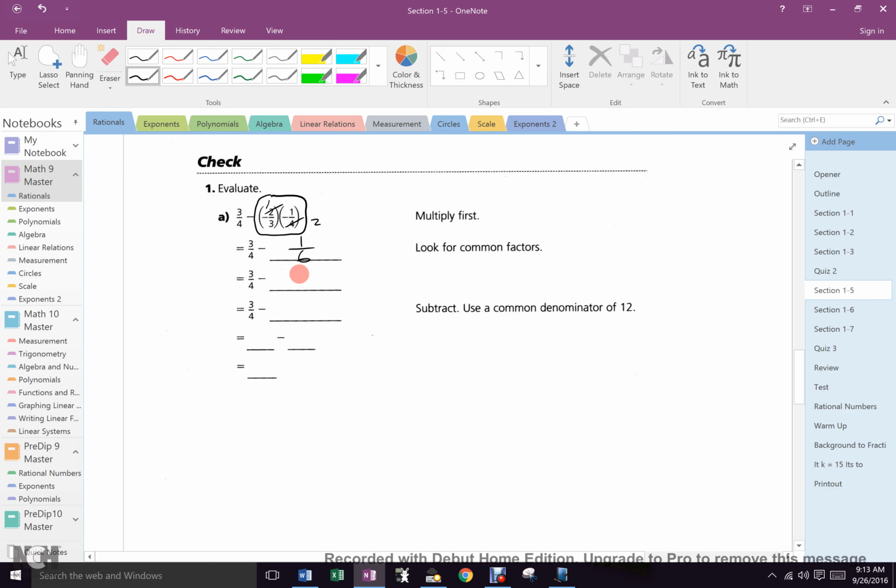Use a common denominator of 12. So how do I get 6 to 12? So this must be 2 over 12. How do I get 4 to 12? 9 over 12. What's 9 minus 2? 7 over 12. Done without a calculator.